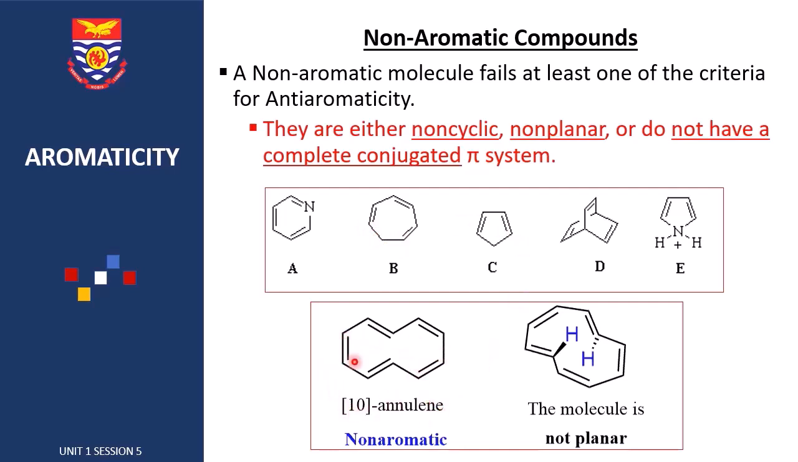Now 10-annulene is also, basically when you say 10-annulene, it means a ring comprising 10 carbons. It is conjugated. But the actual structure from molecular orbital theory suggests that the structure is not planar. One of its hydrogens points up, one points down. So the compound is not planar, and if the compound is not planar, it means it's a non-aromatic compound.